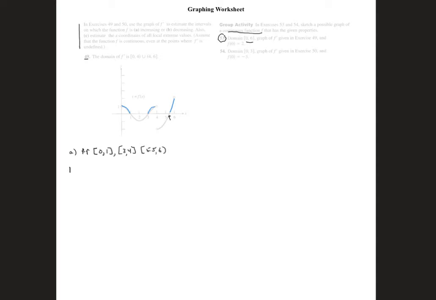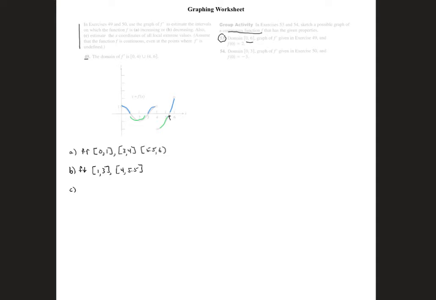And to answer B, where's the function decreasing? That's going to be where the derivative is below the x-axis. So that's going to be from 1 to 3, and also from 4 to that 5.5, I think is what we have called that.